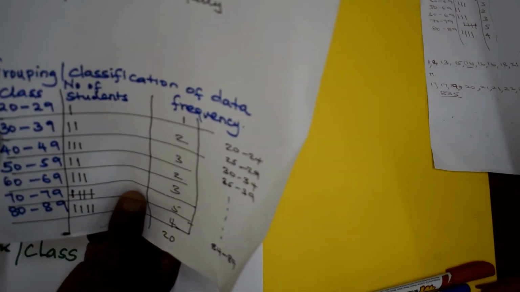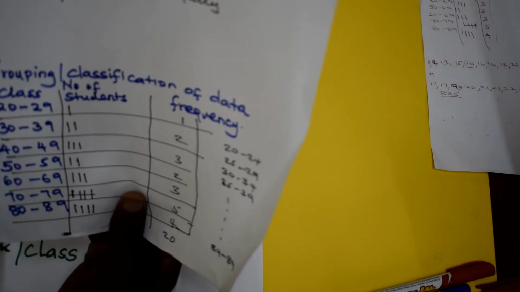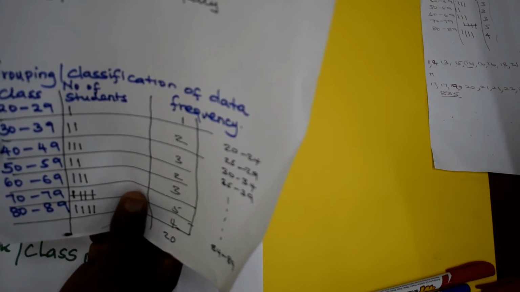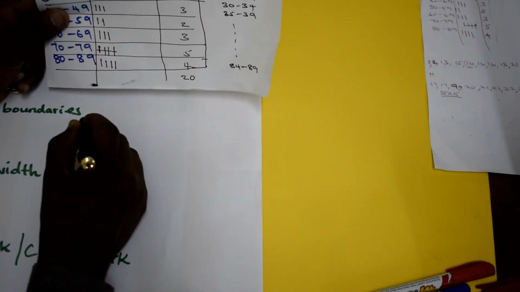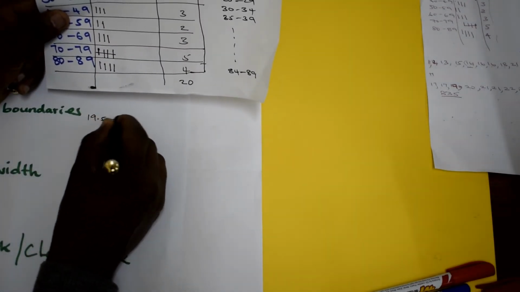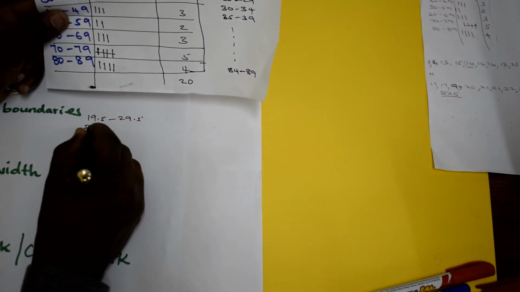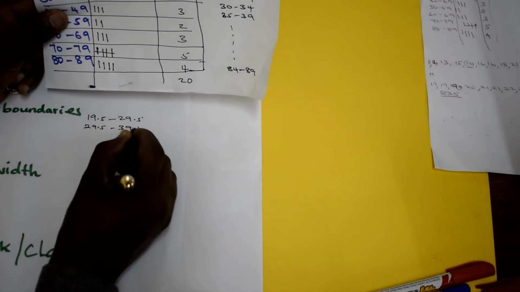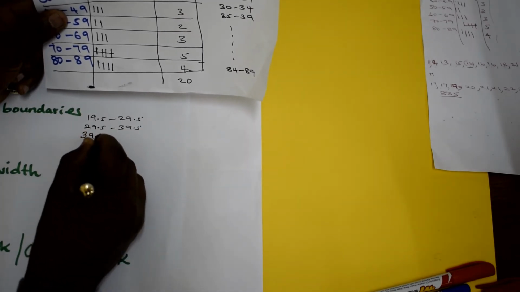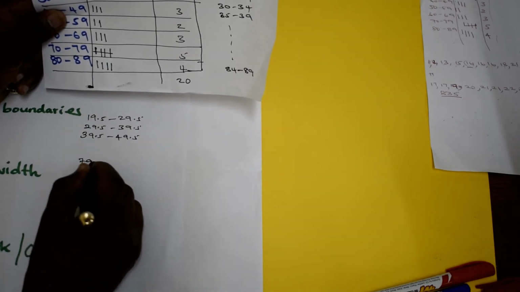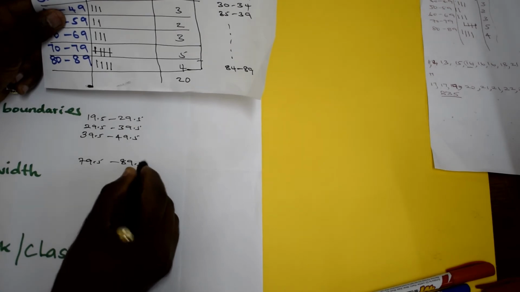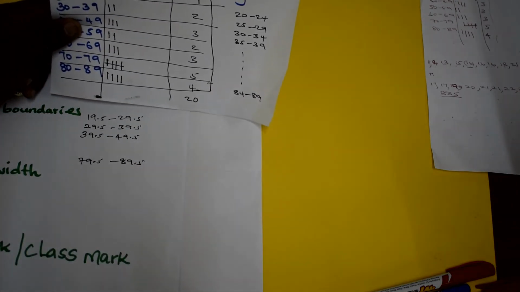since this data is continuous, we have some gaps here between 29 and 30. So therefore, we normally subtract 0.5 from the lower limit and add 0.5 to the upper limit. So for this class now, we are going to have 19.5 to 29.5. Then we'll have 29.5 to 39.5, 39.5 to 49.5. And we can move all the way to 79.5 to 89.5. Those are called boundaries.